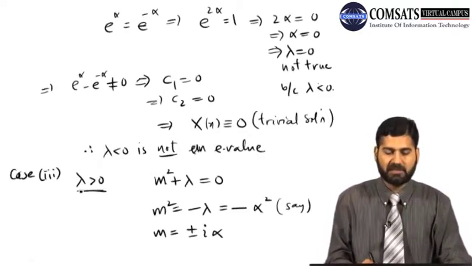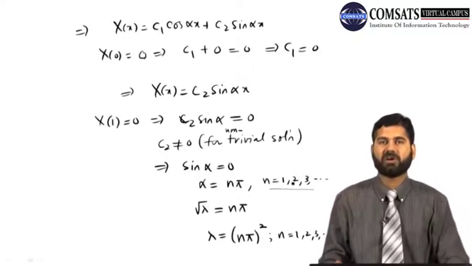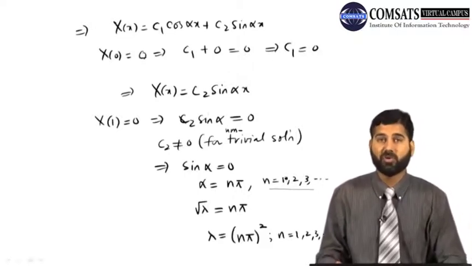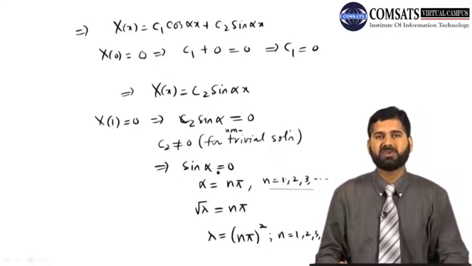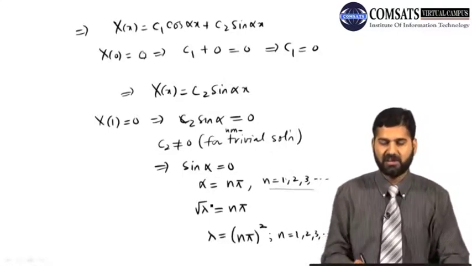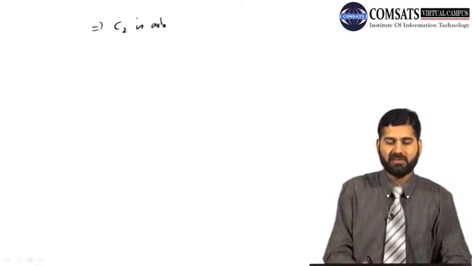I am considering the case lambda positive. Lambda is positive, that's why I only took n going from 1, 2, 3, 4, not negative or 0. Even 0 I cannot include. Sine 0 is 0, but alpha is not 0 in this case. Alright, so these are the eigenvalues, and it means C2 is arbitrary in this case. So this implies C2 is arbitrary. I can take any value of C2.